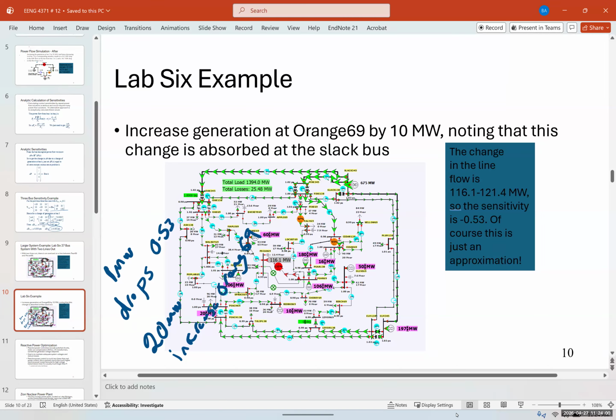Okay, so 53% of the increase in Orange 69 would create a 20 megawatt drop. So 20 megawatts is 53% of that increase. So how much is that increase? So divide 1 by 0.53 and multiply it by 20. It would give us less than 40, like 38. So that increase would be 38 megawatts. Okay, thank you, Tyler.